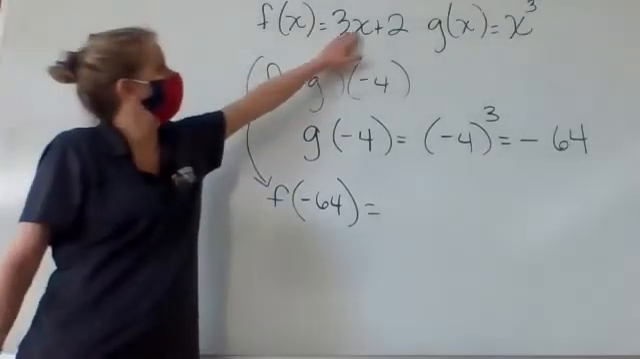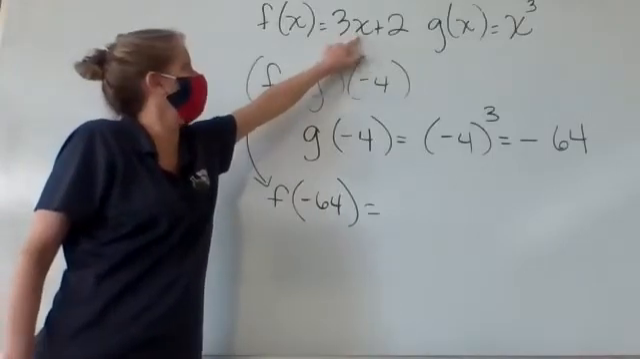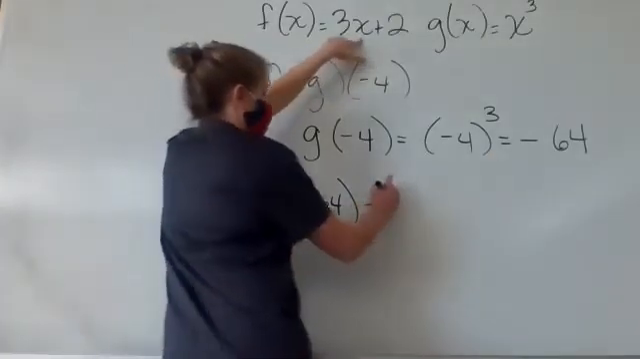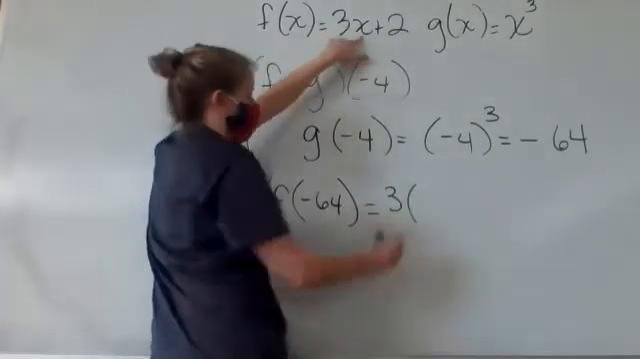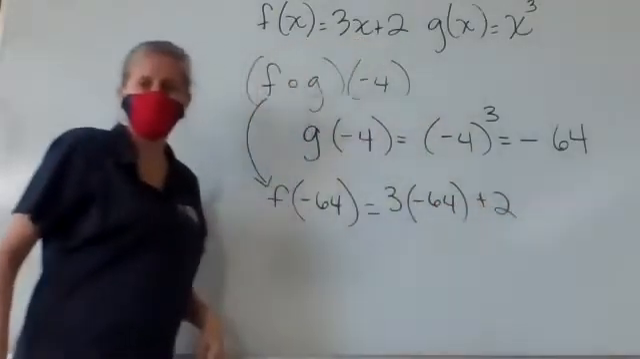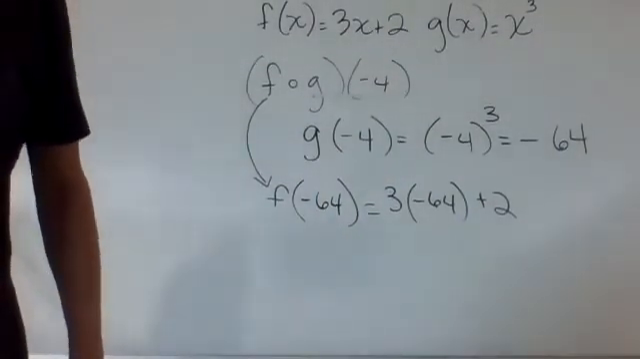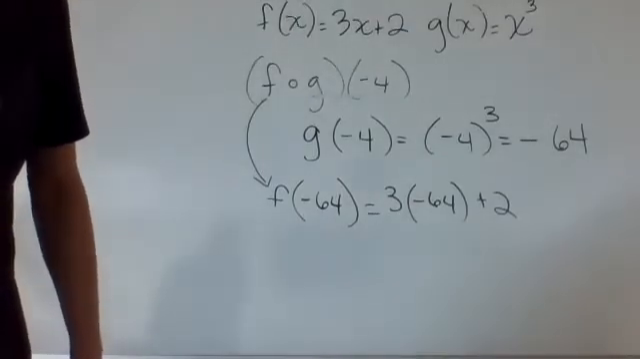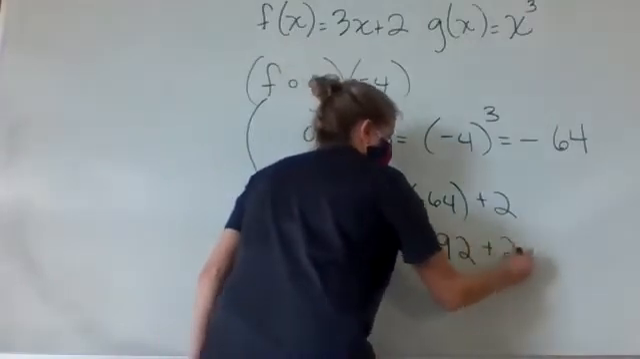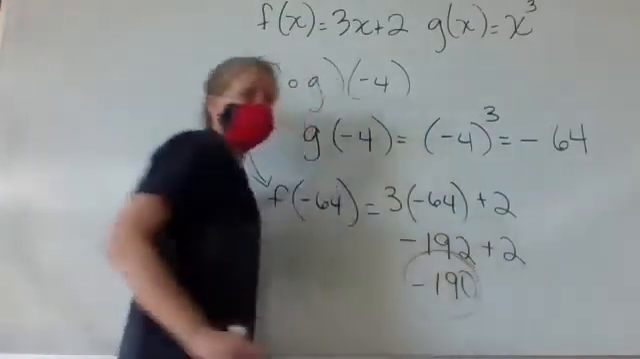So I go to my f and replace its x with -64. So I'll have 3 times, replace its x with -64, plus 2. What is that? -64 times 3 gives me -192. Bring down the +2 and then add that together, which gives you -190.